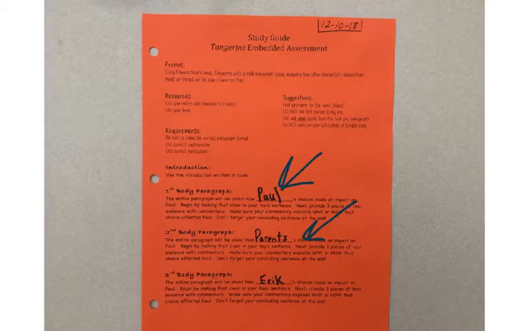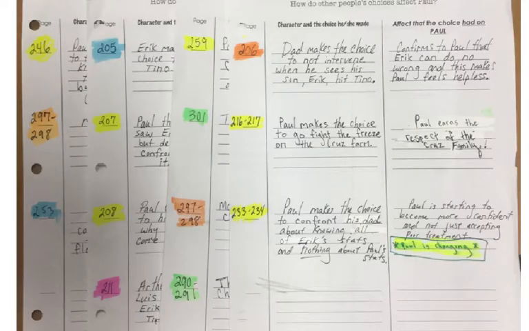This could be different for you. You need to look at your colors and decide who your second paragraph should be about. It's going to be the character that has the second most amount of pieces of evidence that you have collected. Now, my third choice, I have a tie.